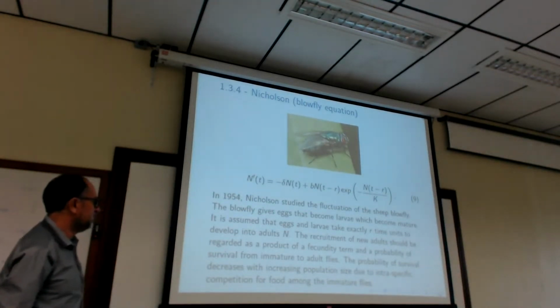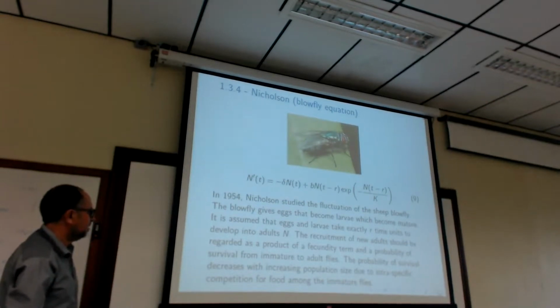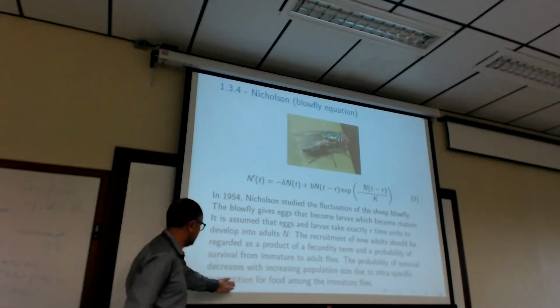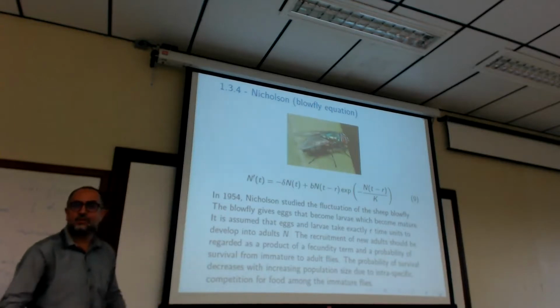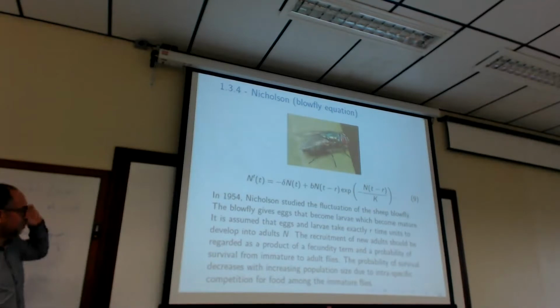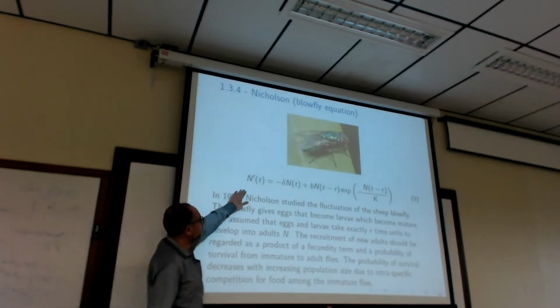And the probability of survival, of course, decreases if we increase the population, because there is competition for food for immature blowflies. And until now there are many open questions about this simple model. This is why it's very famous.